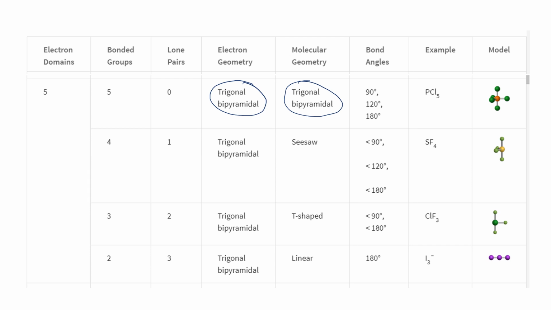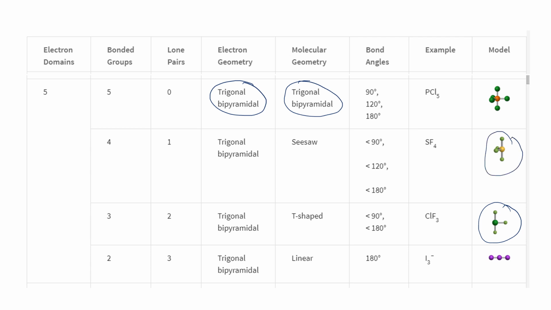If we place a second lone pair, we're going to want to put that in an equatorial position as well, and we end up with a derived shape that's called T-shaped. I forgot to mention, sorry, with one lone pair, we call that seesaw.